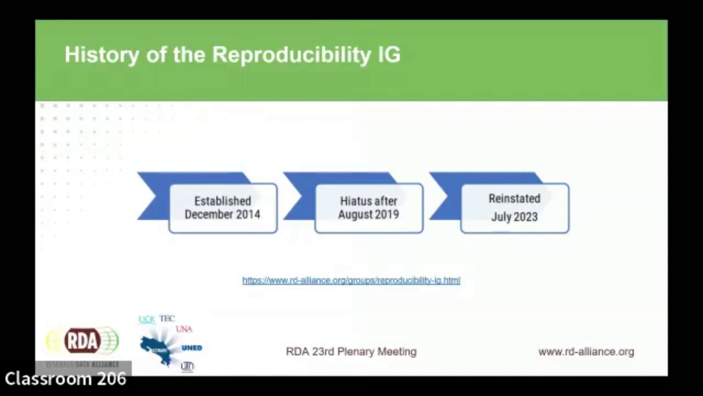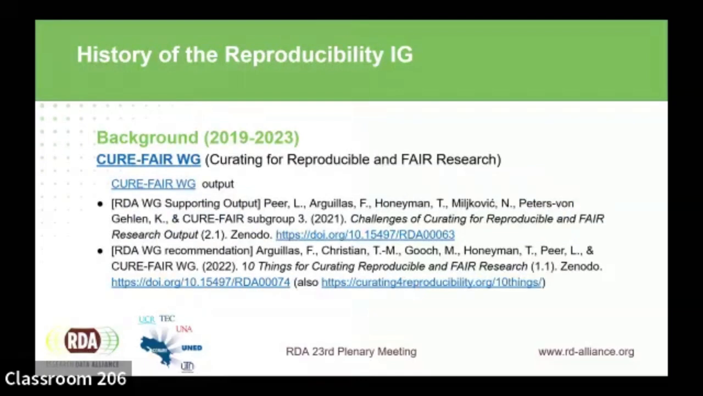Okay, so the group was established in 2014, some number of years ago, and then the interest group went on hiatus from 2019 and was reestablished last year, 2023. Next slide. During that hiatus, focus was on CURE-FAIR, specifically the key issues of curating reproducible and FAIR research. It built on prior work and only includes standards and practices that enhance the publication and archival preservation of FAIR and computation and reproducible research compendium. Next slide, please.